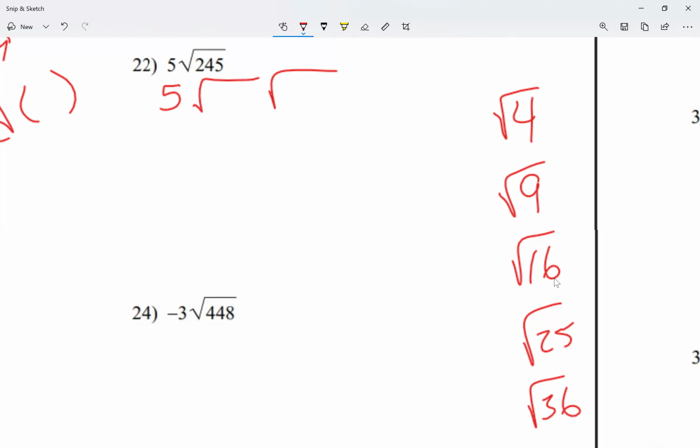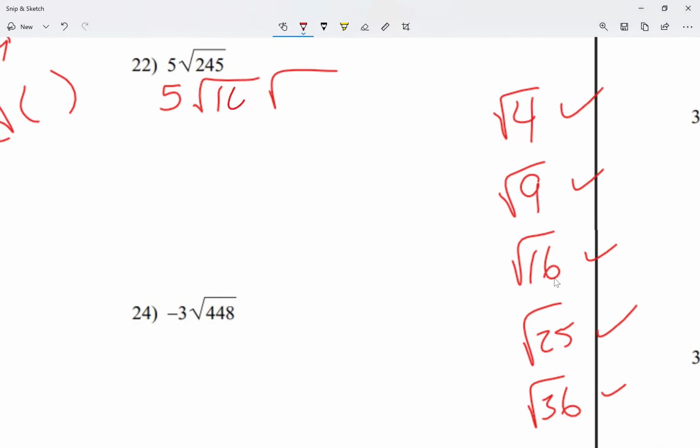And then I think, could I possibly use the 4? Well, 245 divided by 4 gives me a decimal. So nope, I cannot use the 4. Could I possibly use 9? Notice how I'm going down my list. 4, 9, 16, 25, 36. Could I possibly use 9? And 245 divided by 9 gives me a decimal. So nope, 9 does not work.